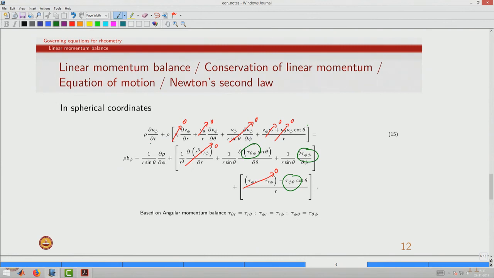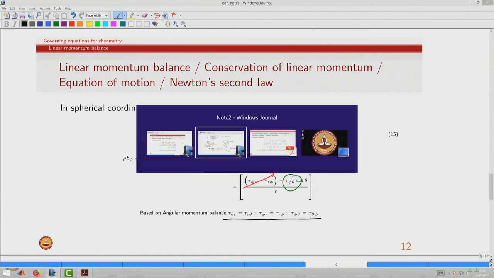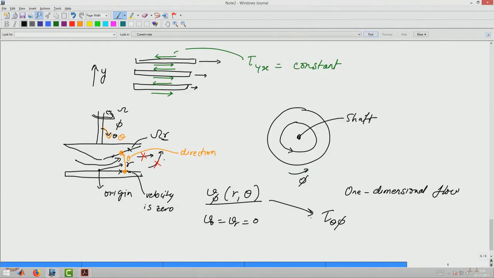So, we only have rho dou V phi by dou t, and then we have terms related to theta phi, and of course terms related to phi phi. And we remember that angular momentum balance tells us that the stress tensor is symmetric. So, tau theta phi is equal to tau phi theta. So, we can see that there are several terms which can be neglected, or are identically equal to 0.